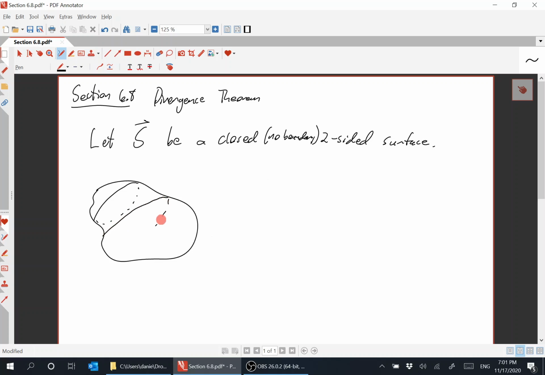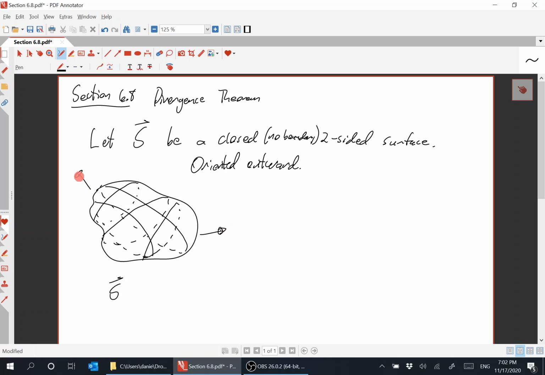All right, so this kind of potato shape here, or other things of more sharp geometric objects. So closed two-sided surface oriented outwardly. So this is S, and the orientation of the surface is out. So side 1 to side 2 is inside out, inside to out. So something like that, or a nice example is the cube.